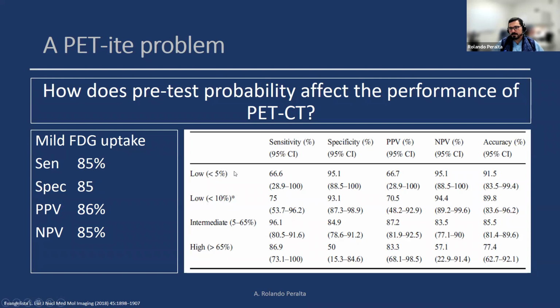Intermediate ones. That's where it's most helpful. And even in intermediate, there's a significant false negative and false positive rate, right? All right, so that's PET.